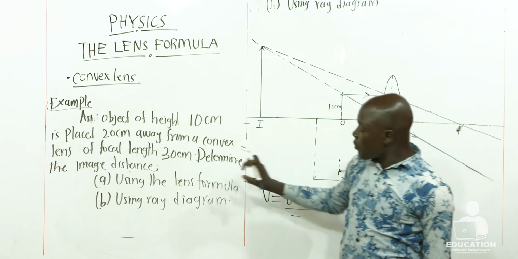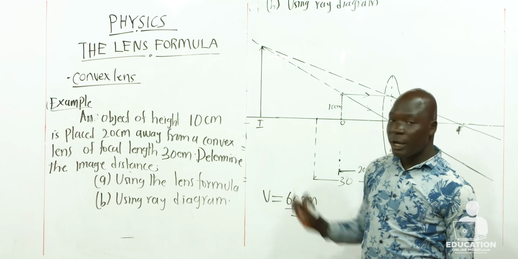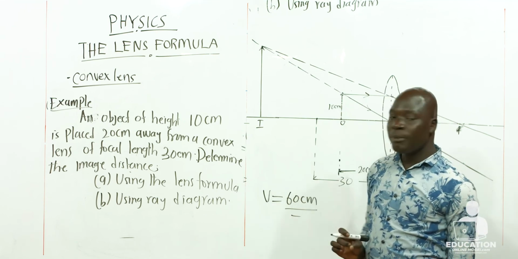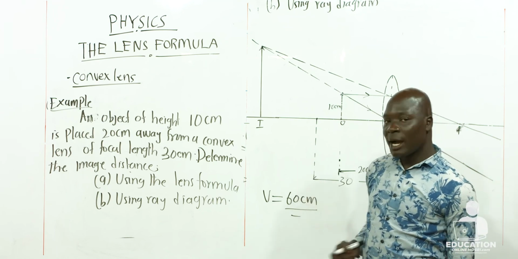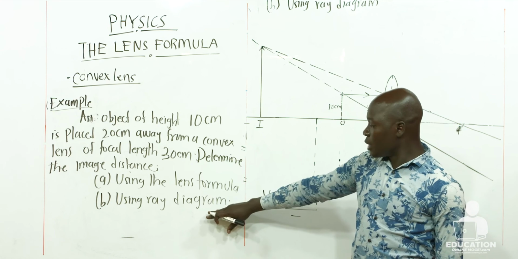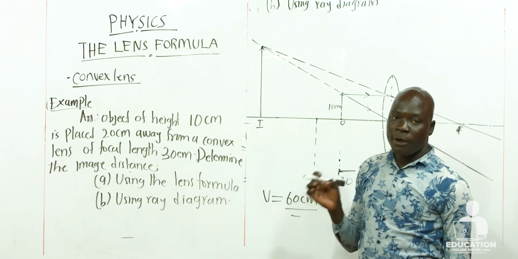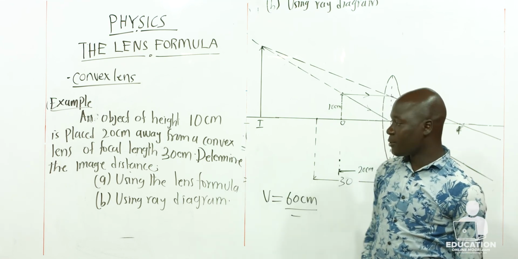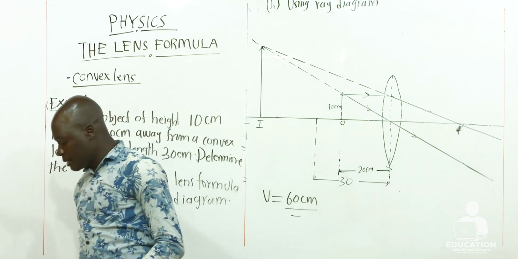So when the question asks you to use the lens formula and you draw a ray diagram, the answer will be the same, but you will not be marked right because you have not followed the instruction. Or when you are asked to use a ray diagram and you use the lens formula, the answer will be correct, but you will not be marked because you have failed to follow the instruction. This is how a question can be set.